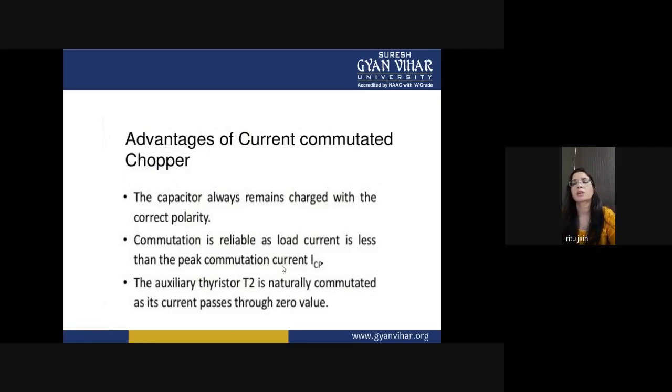The capacitor always remains charged with the correct polarity. Commutation is reliable as the load current is less than the peak commutation current ICP, and the auxiliary thyristor T2 is naturally commutated as its current passes through zero value.